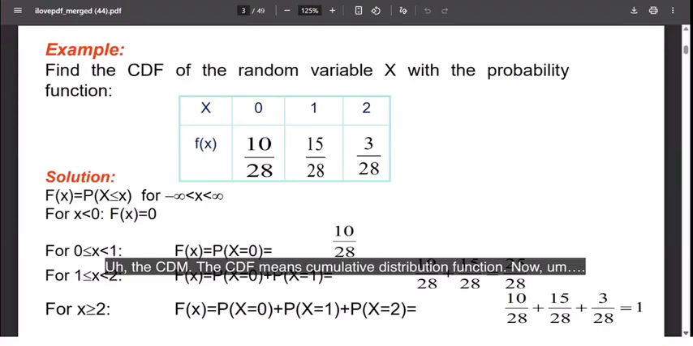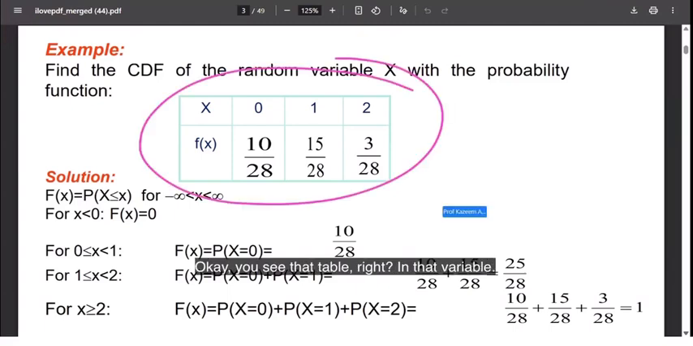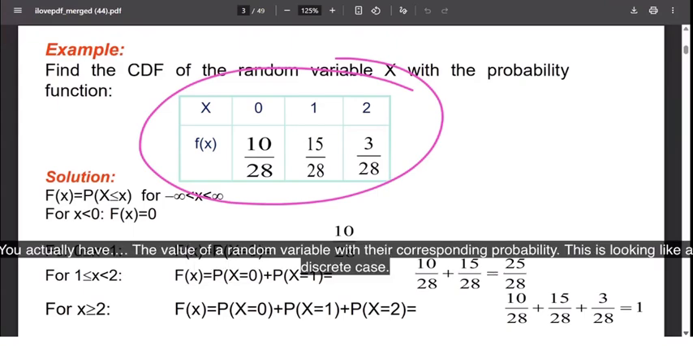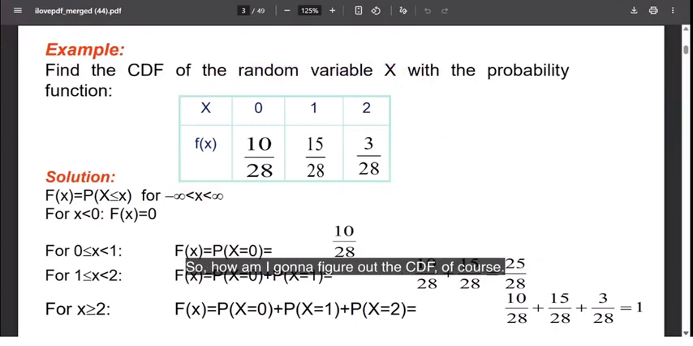Now, you're given this table. Okay, you see that table, right? In that very table, you actually have the values of a random variable with their corresponding probabilities. This is looking like a discrete case. Now the question is asking you to figure out the CDF. So how am I going to figure out the CDF?